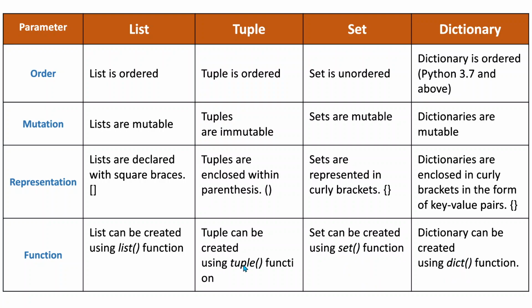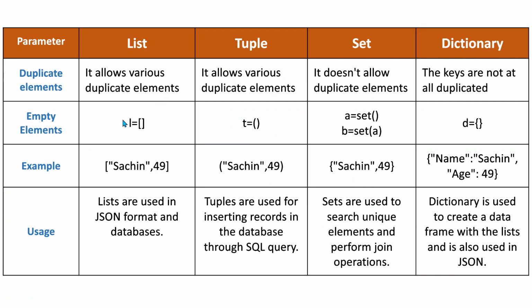All right, and moving on, from the duplicate element point of view, a list can allow various duplicate elements, so it will definitely allow multiple duplicate elements. Similarly, tuple can also allow duplicate elements. Set will not allow duplicate elements. This is something very important to note. The key reason why you go for the set data type is because you want to remove and avoid duplicates in the list of items, right?